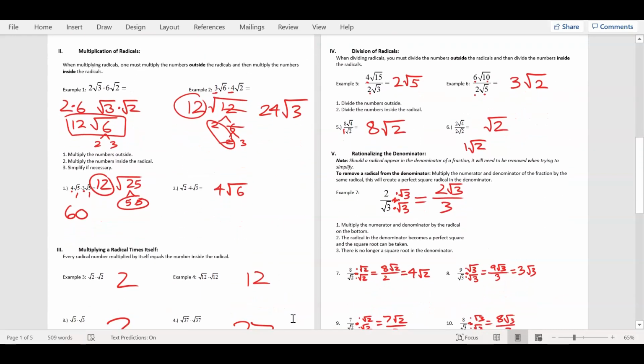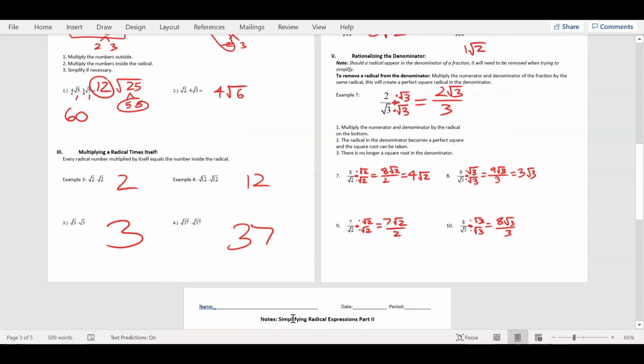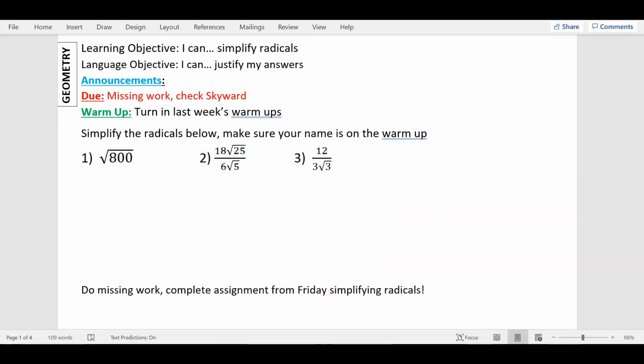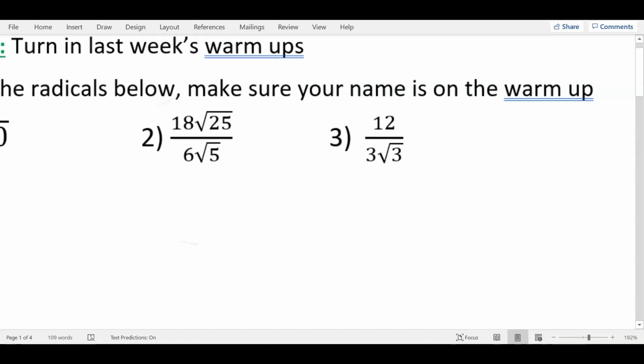We also learned about multiplying, dividing, rationalizing, and adding and subtracting. Now, all those notes and their videos are on the Google Classroom. There's a copy of the notes filled out in the blue bin. All this stuff is available, but let's do number 1 together. So if you haven't been here, does everyone hear me? You really got to focus here.